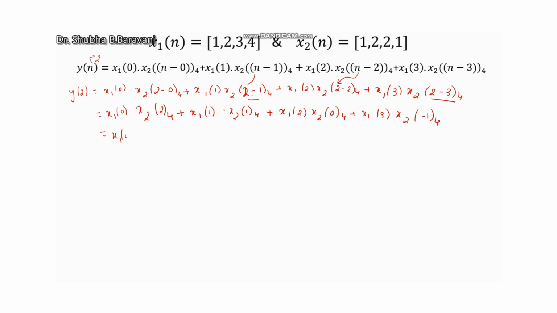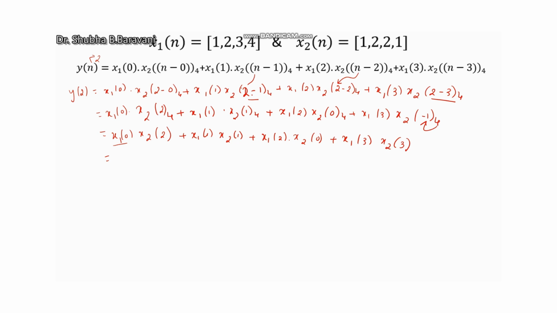I have x1 of 0, x2 of 2. Right? We can remove that base 4. Next, x1 of 1, x2 of 1. We'll remove this base 4. x1 of 2 into x2 of 0, we'll remove this base 4, plus x1 of 3 into x2 of, see, now you do first 4 minus 1, that is 3. Now you remove this base 4. Right? So we'll just go on substituting the values.